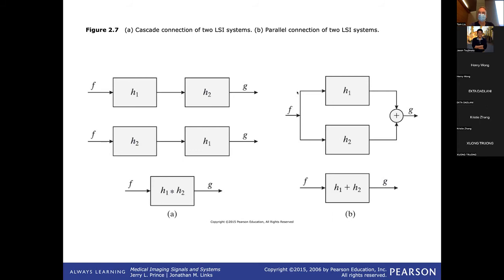Similarly, if the system is broken into two parallel pathways and they're both linear shift invariant, then just by the linear property, you just add up the outputs to get G. Okay.